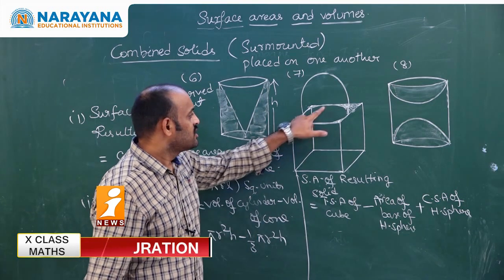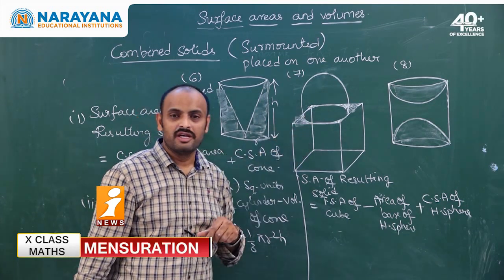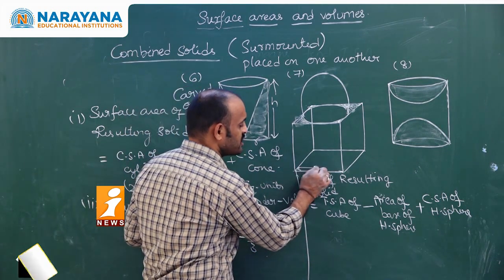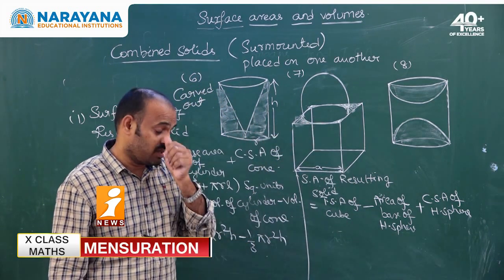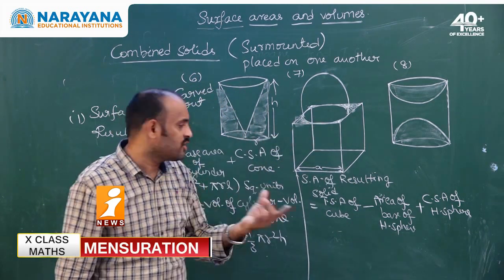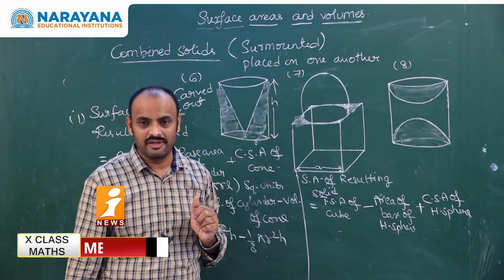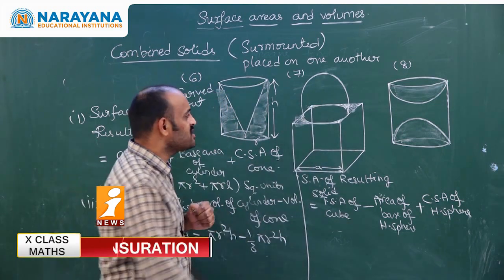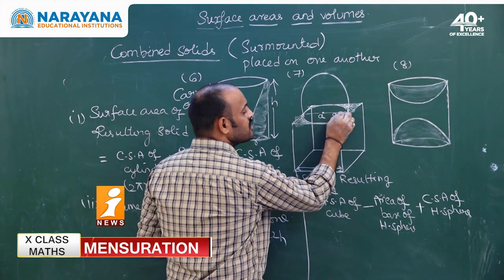As you observe, the diameter of hemisphere and the edge of the cube are the same. For example, if you consider this edge of the cube as some a, what will be the radius of hemisphere? a by 2, because edge is nothing but diameter of hemisphere. When diameter is a, what will be radius? a by 2.